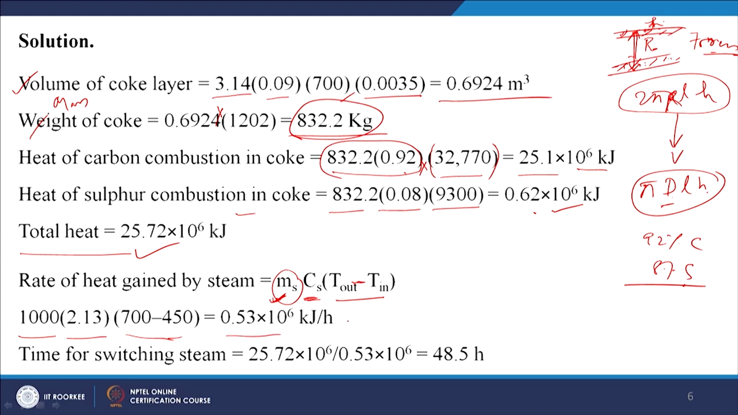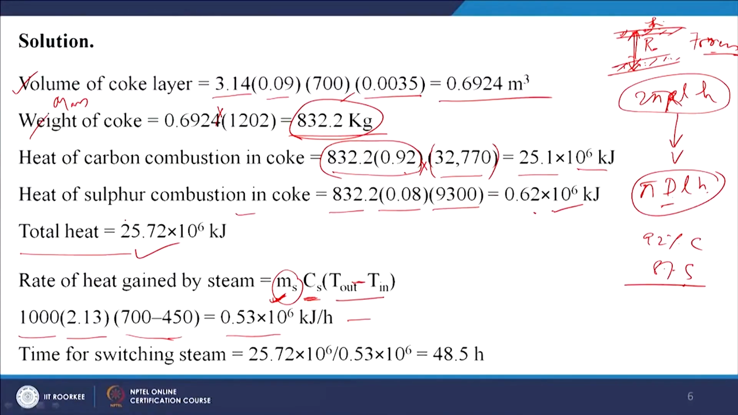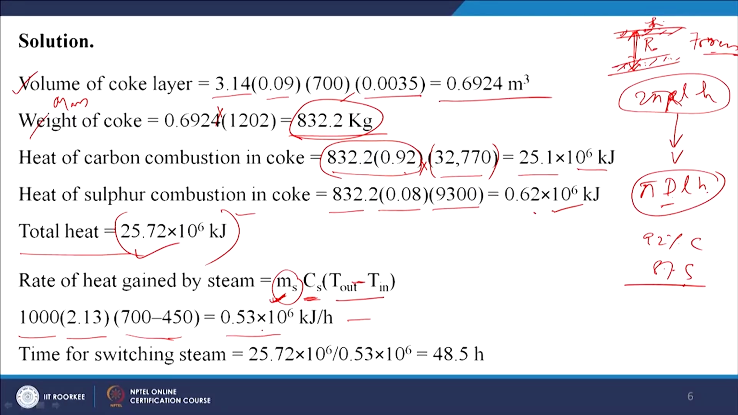So, this is the heat taken up by the steam per hour, but how much heat has to be taken up by the steam? This much. So, what will be the time required to transfer the total heat generated during the oxidation process to the steam? That will be 2572 into 10 to the power 6 divided by 0.53 into 10 to the power 6, which is equal to 48.5 hour. So, the steam switch has to be kept on for 48.5 hours.